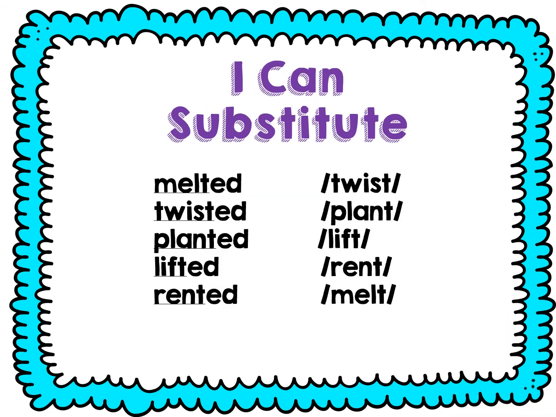Let's practice substituting. Say melted. Melted. Change melt to twist. Twisted. Say twisted. Change twist to plant. Planted. Say planted. Change plant to lift. Lifted. Say lifted. Change lift to rent. Rented. Say rented. Change rent to melt.